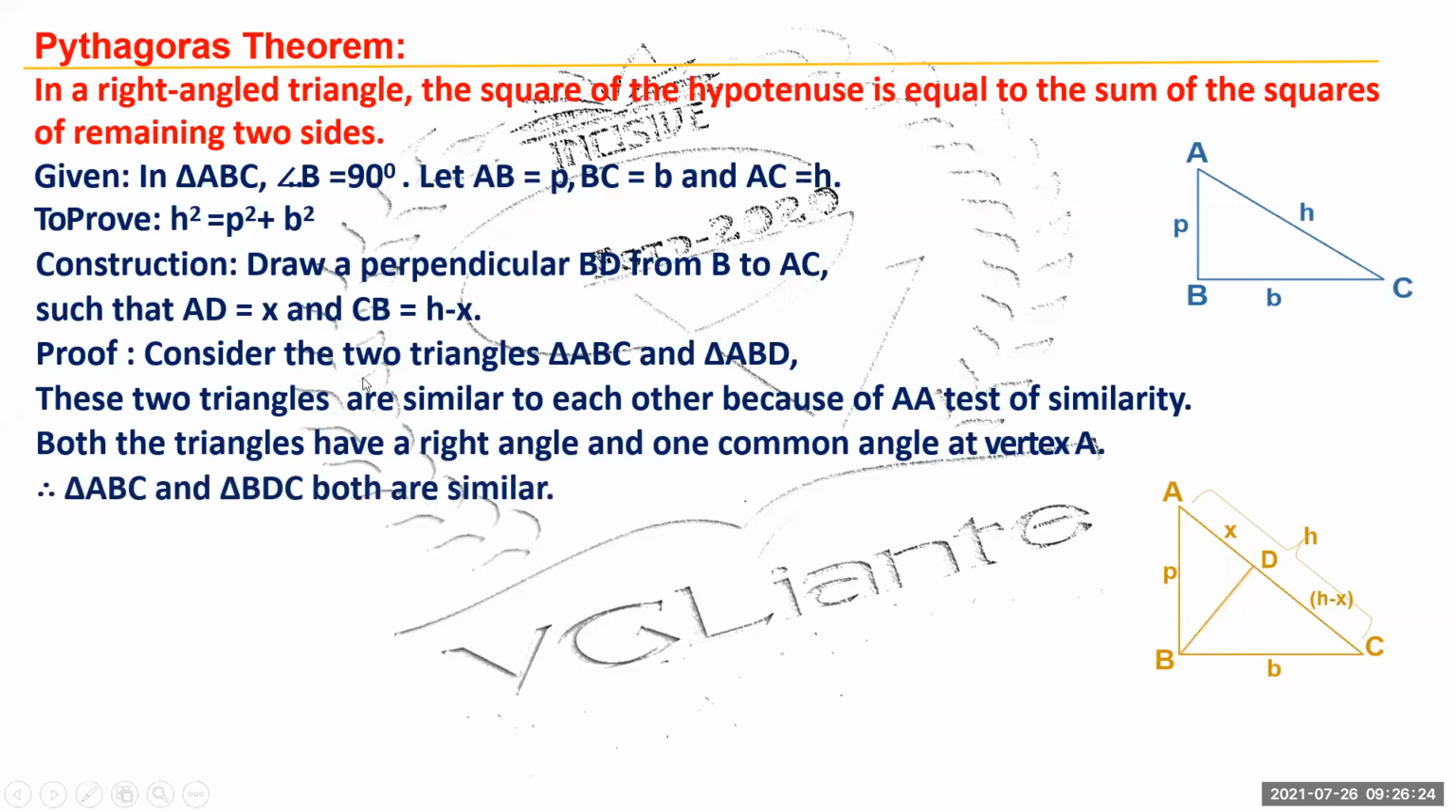Triangle ABC and triangle BDC both are similar. Both these triangles are what? Similar.